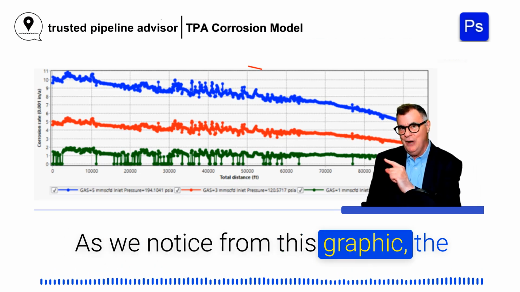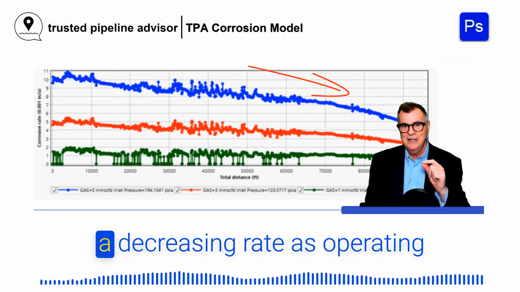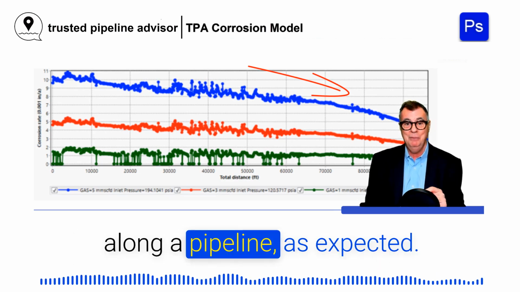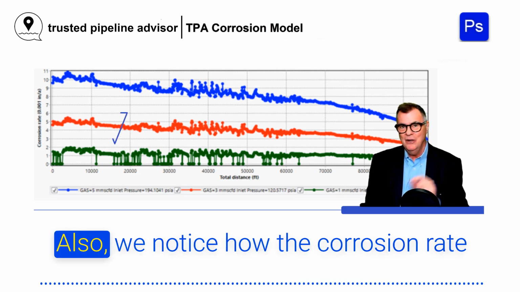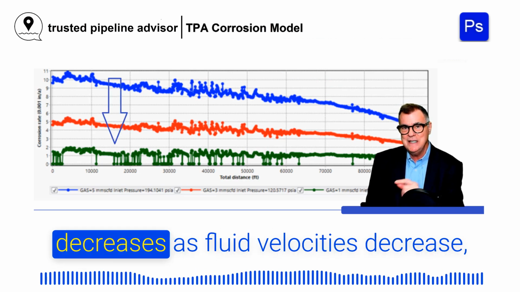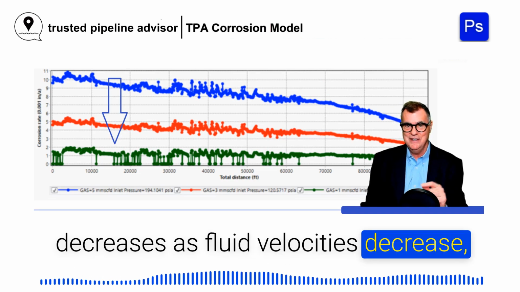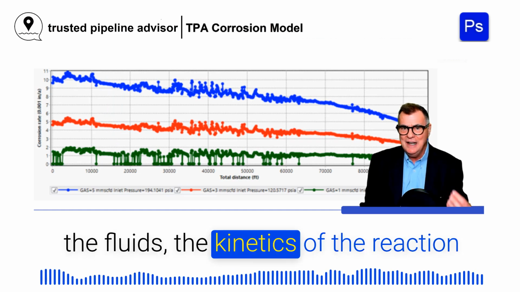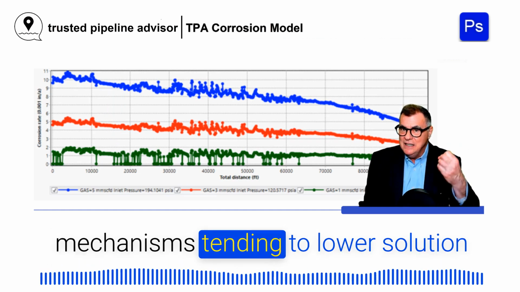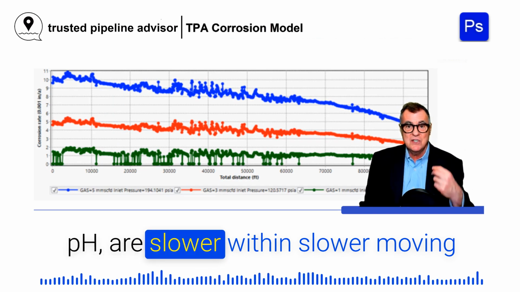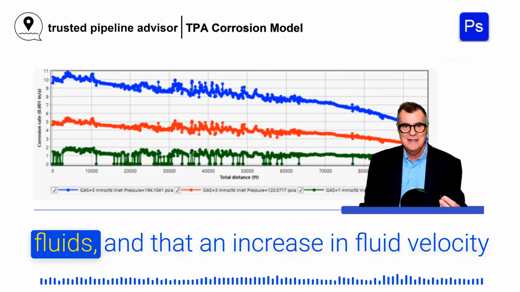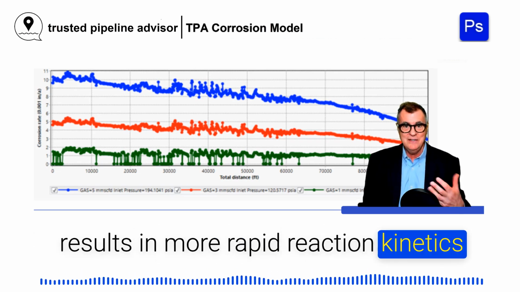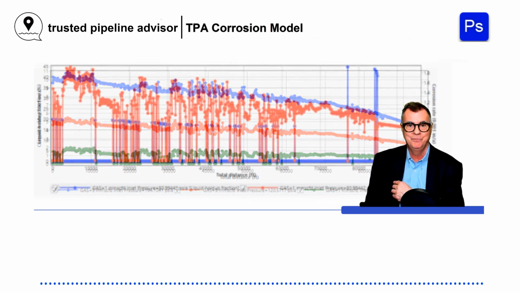As we notice from this graphic, the NACE corrosion rate model shows a decreasing rate as operating pressure and temperature decline along a pipeline, as expected. Also, we notice how the corrosion rate decreases as fluid velocities decrease, suggesting that the PVT behavior of the fluids and the kinetics of the reaction mechanisms tending to lower solution pH are slower in slower moving fluids, and that an increase in fluid velocity results in more rapid reaction kinetics and a higher corrosion rate potential.